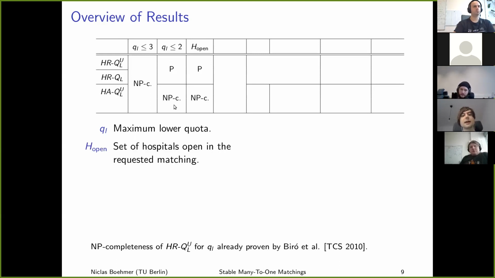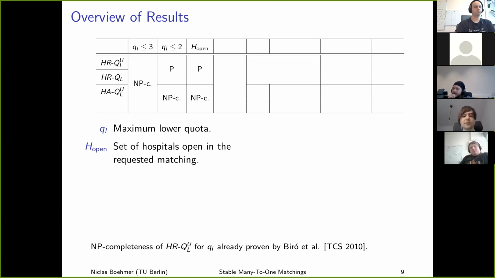Then we turned to a related, more refined question. One can think of constructing a stable matching here as a 2-step process: first, decide which hospitals to open, and then assign the residents to the open hospitals. Now we ask the question, what happens if this first step, deciding which hospitals to open, has already been done for us?